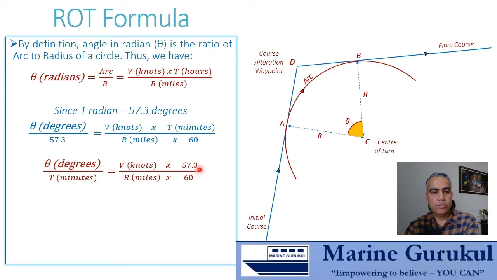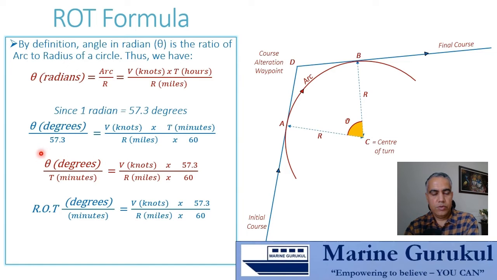multiplied by 57.3. This 57.3, which was at the denominator on the left hand side, is now taken to the numerator of the right hand side. So v knots multiplied by 57.3 divided by r in nautical miles multiplied by 60. Now the term which you see on the left hand side, that is theta degrees divided by t minutes. Theta is the angle by which the ship is turning, and t is the time which the ship takes to complete the turn or the alteration.